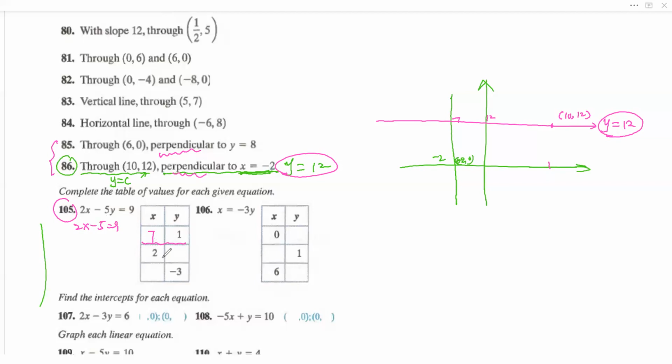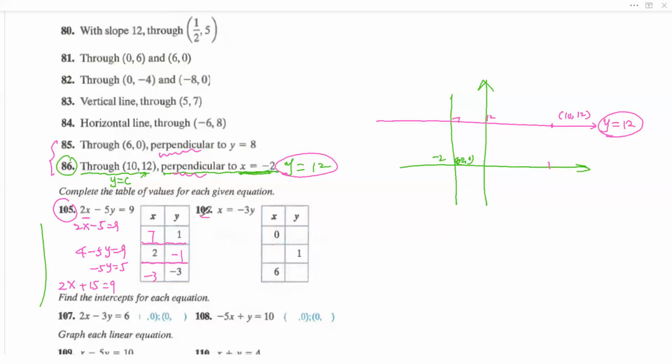What about the second one? You just need to put 2 back here, right? It's 4 minus 5y, 4 minus 5y equals 9. So negative 5y equals 5. So y equals -1, right? The third one is easy. So 2x plus 15 equals 9. So 2x equals -6, right? So x equals -3.